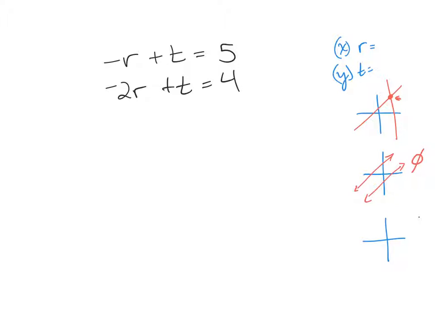Or they could look like they're kind of the same. They're right on top of each other. They're just in a different format, and this would be infinitely many solutions. So we're going to talk about the no solution and infinitely many in a minute. But first we're going to do one where it has a one point solution, okay?